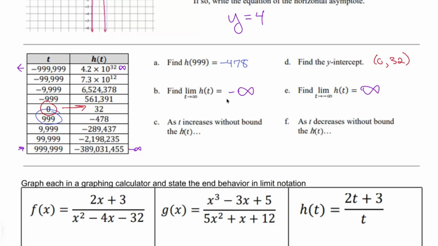These are asking the same exact questions. As t increases without bound, the h of t also increases. Wait, no it doesn't. It's decreasing, it's decreasing. Oh, that was close. As t decreases without bound, we're heading towards infinity. That guy increases. All right, much better. That was a close one.